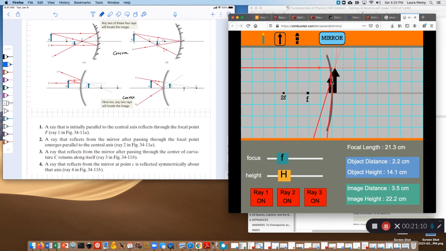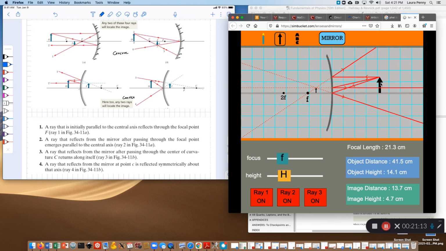If I did a convex mirror, it's a little bit more complicated to draw these. For the first ray, again, we go parallel to the central axis. This light ray is now supposed to go through the focal point, but the focal point's on the other side. And so we have the imaginary part of it that goes through the focal point, and it actually reflects off and goes off in this direction. The dashed line is telling us there's not really light there.